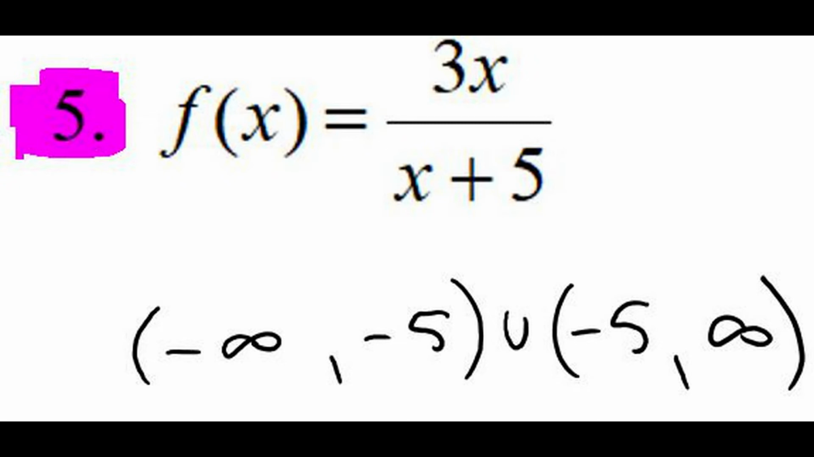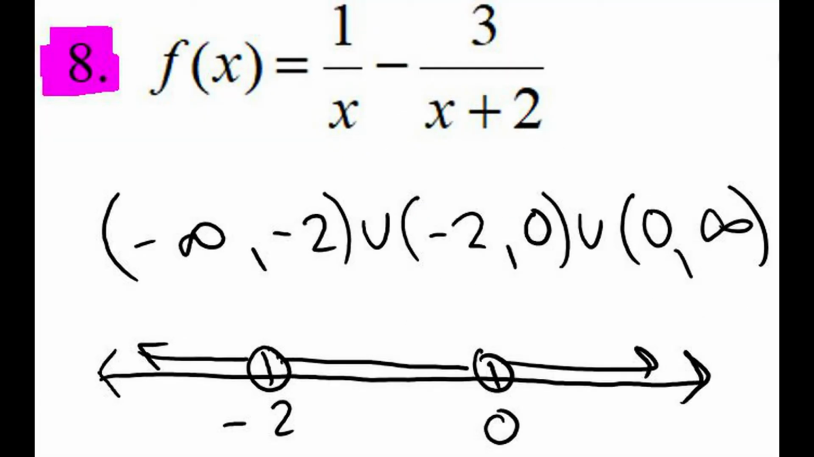Okay, number 8. Number 8 is going to have two numbers that screw it up because we have two different divisions here. The first one is when x equals 0, because you would get 1 over 0. The other one is when x equals -2, because underneath that 3, if you had -2 plus 2, that would be 0, and that would be 3 divided by 0, and that's no good. So two numbers don't work.